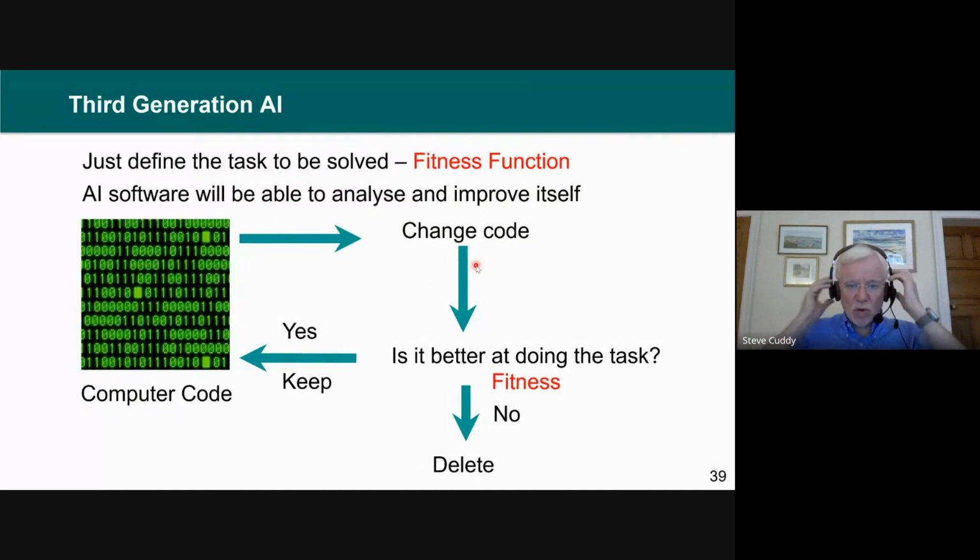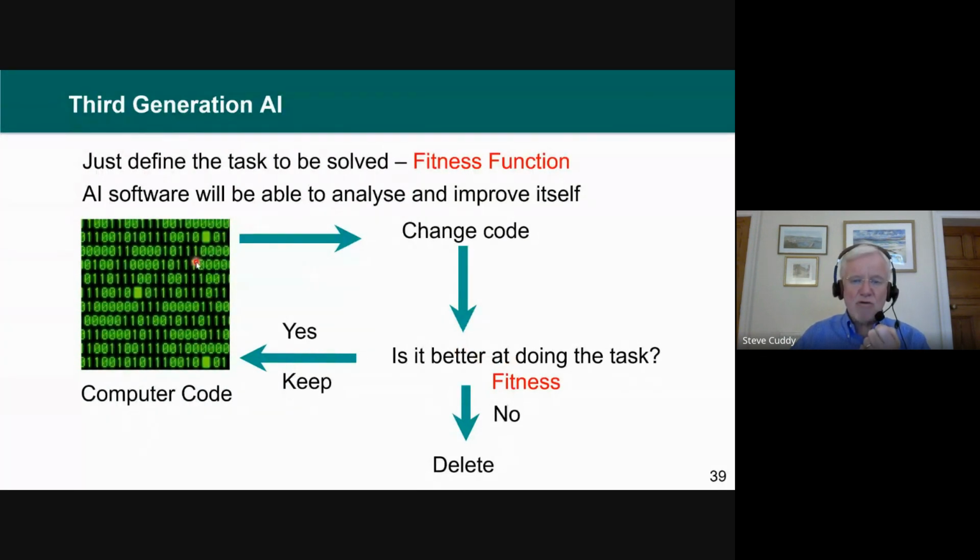It changes the code and then inquires, am I fitter? Have I done what the fitness function wants? The human being has given me a fitness function. Has it done a good job? Is it doing better? If it is, it says keep it.